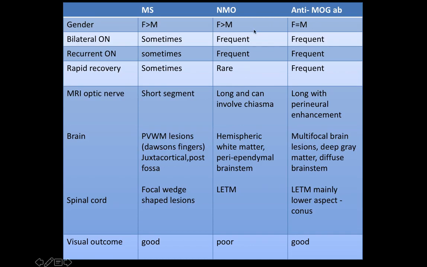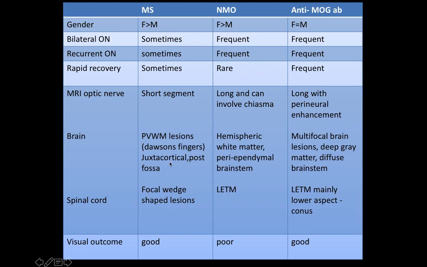So when you have bilateral involvement and recurrent optic neuritis, it's usually NMO or anti-MOG antibody. Rapid recovery is rare with NMO. However, with anti-MOG antibody, it is frequent. Now on imaging, what do we see? We see only short segment of optic nerve involvement in multiple sclerosis as compared to NMO and anti-MOG antibody where long segment is involved along with involvement of the chiasm, especially with NMO. Perineural enhancement is present with anti-MOG antibody.